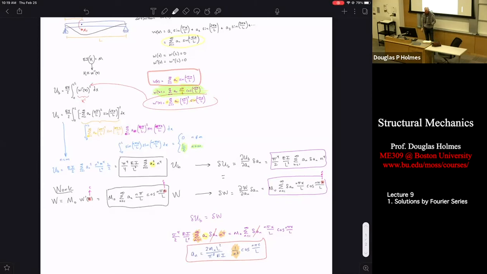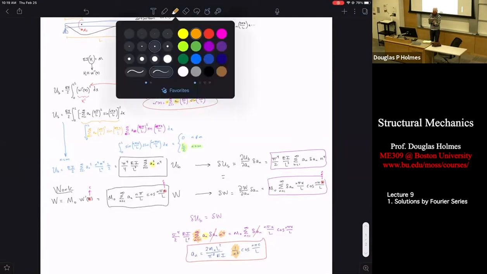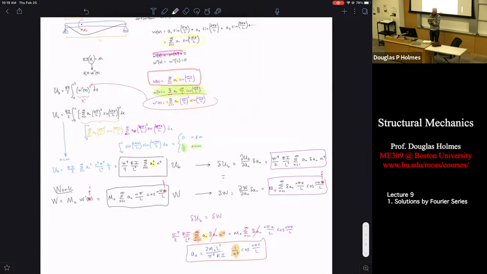There was a question during the break: does this Fourier series guess for W always work? Or I think it was specifically, does it always work for simply supported beams? The way to know if your series works is to check whether it satisfies the boundary conditions. That's what we did up here. This is a sneaky important part. There should be no deflection at the two ends of the beam, and there should be no moment, which means no curvature at the two ends. We quickly checked that those two conditions are satisfied by this Fourier series.